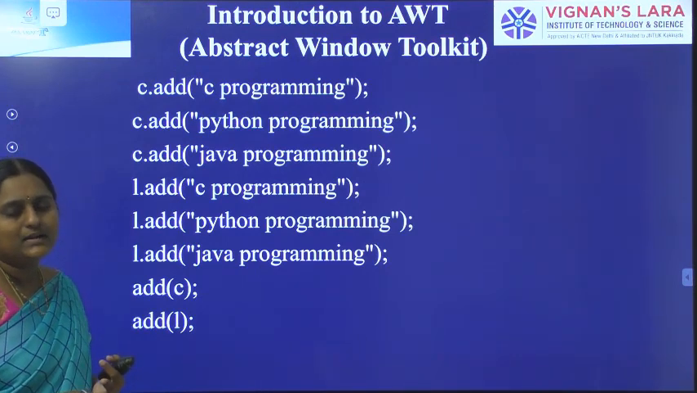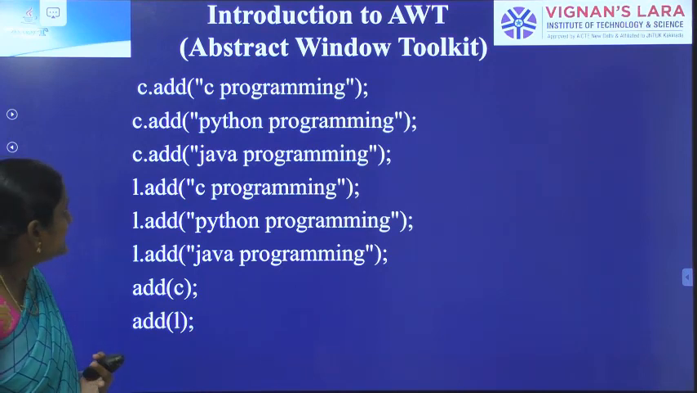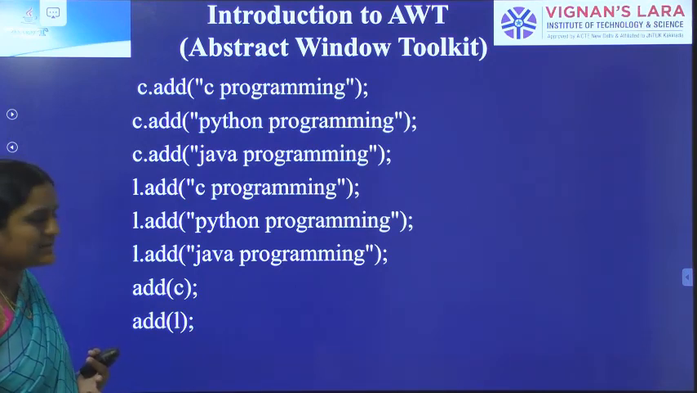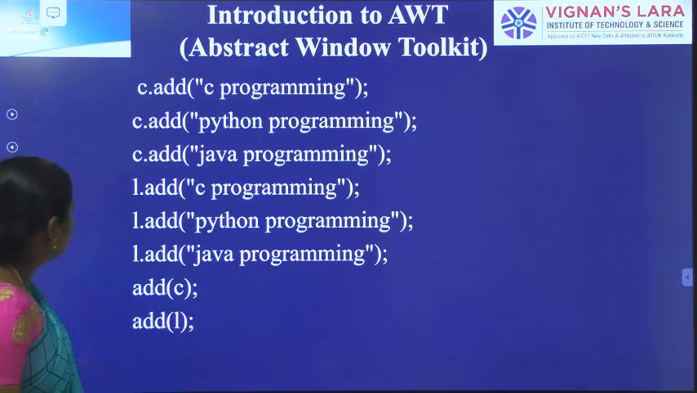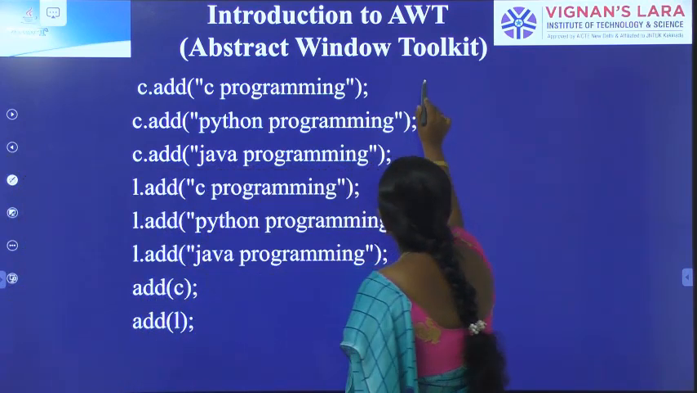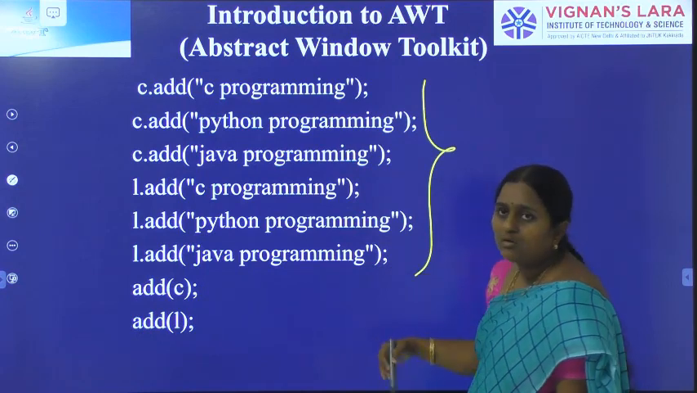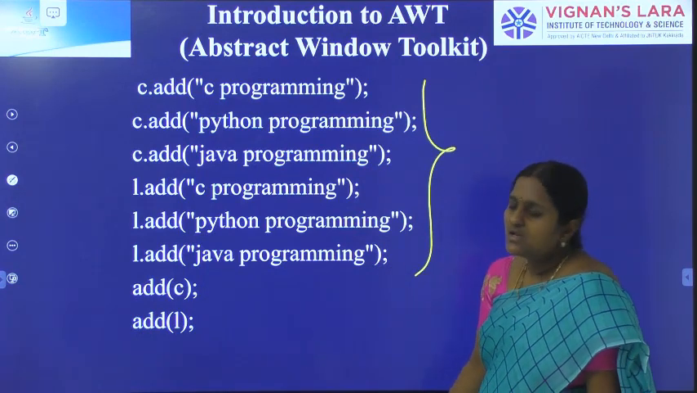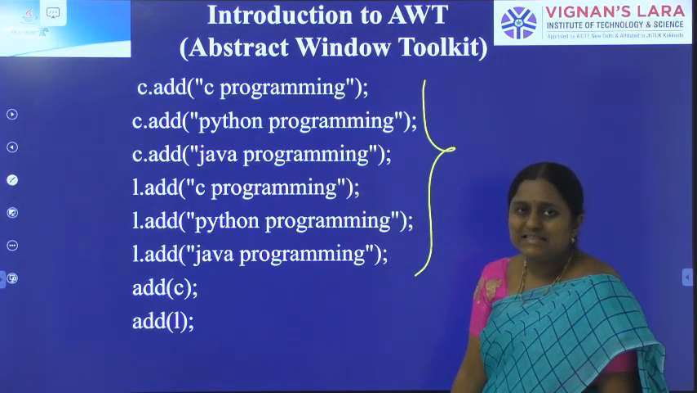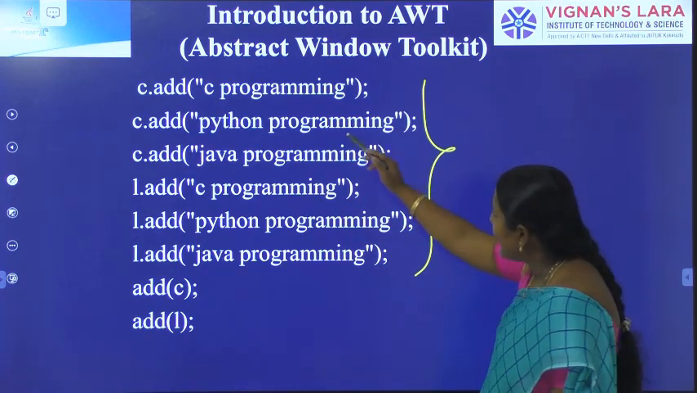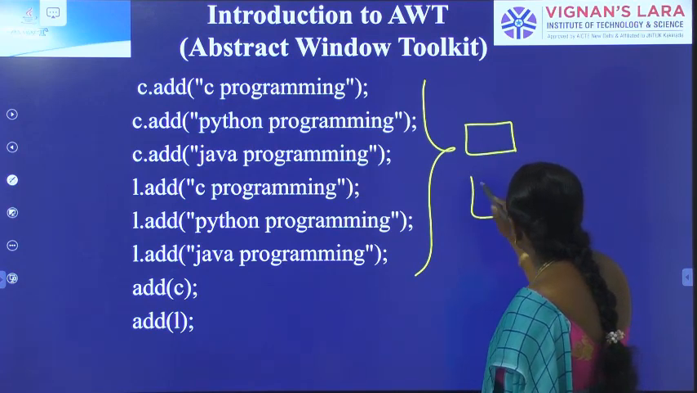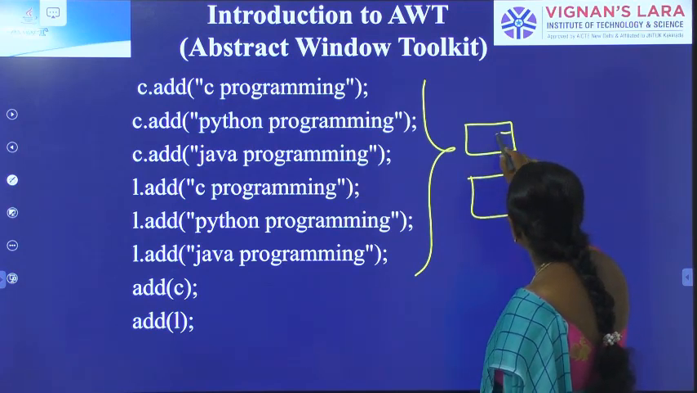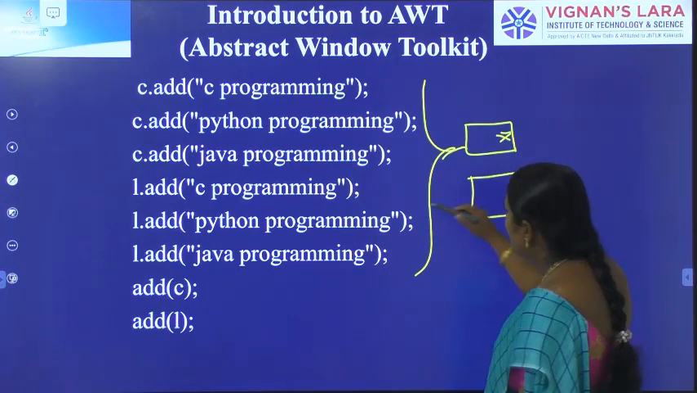So we have to add list items on the choice. So list items on the choice items. In this one, these 6 statements mean we have to add some items in the list and choice. Sometimes it is a choice, we have to add some items in the choice, and we have to add some items in the list.